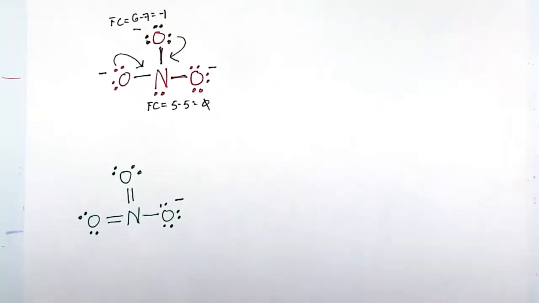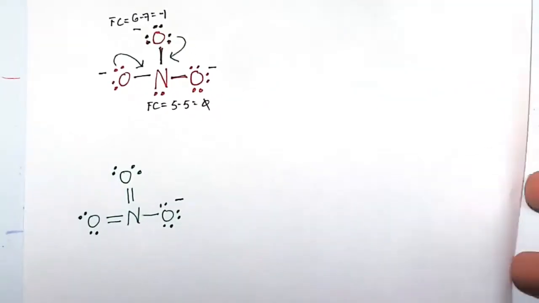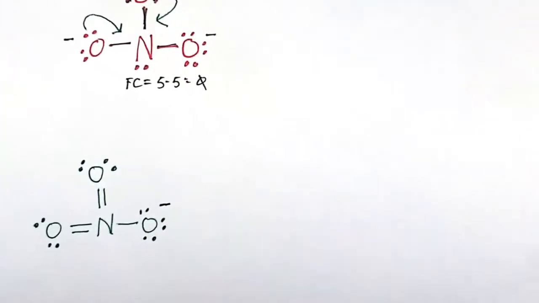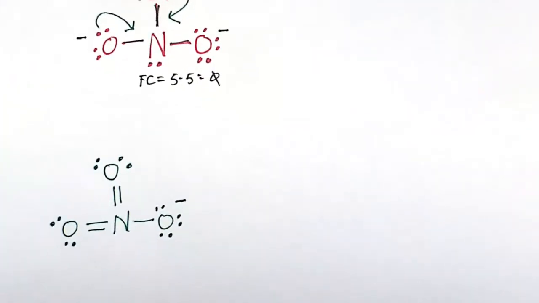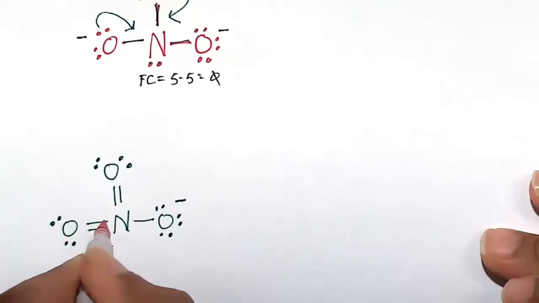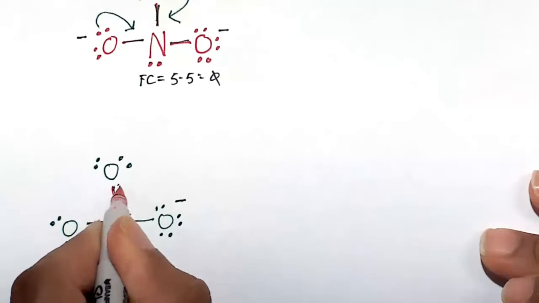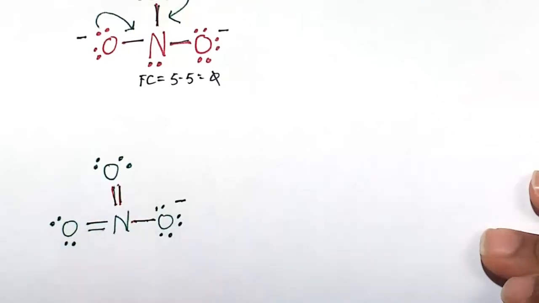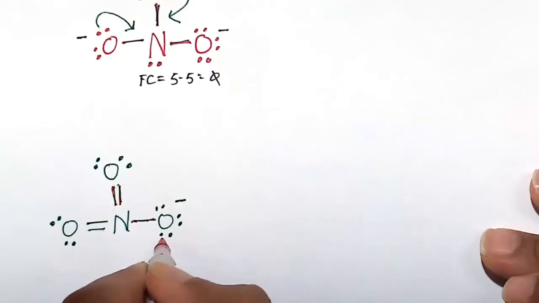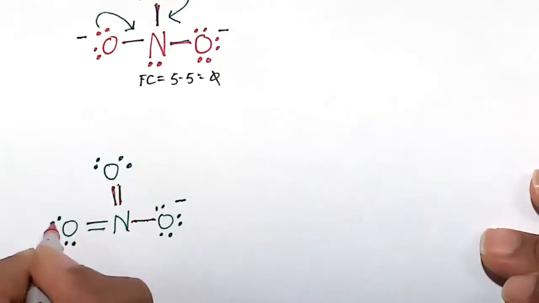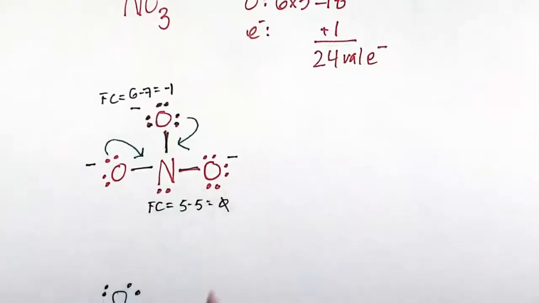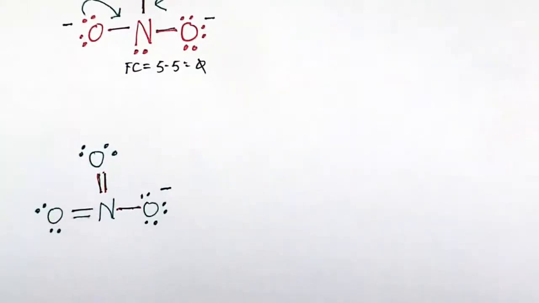Remember, we need 24 valence electrons. So let's just make sure we have 24. I'm pretty sure we still have 24. We really didn't change anything, but let's just count it. 1, 2, 3, 4, 5, 6, 7, 8, 9, 10, 11, 12, 13, 14, 15, 16, 17, 18, 19, 20, 21, 22, 23, 24. So our 24 valence electrons are all accounted for.